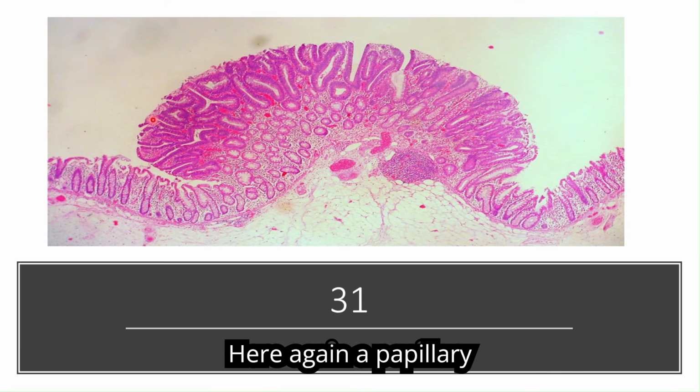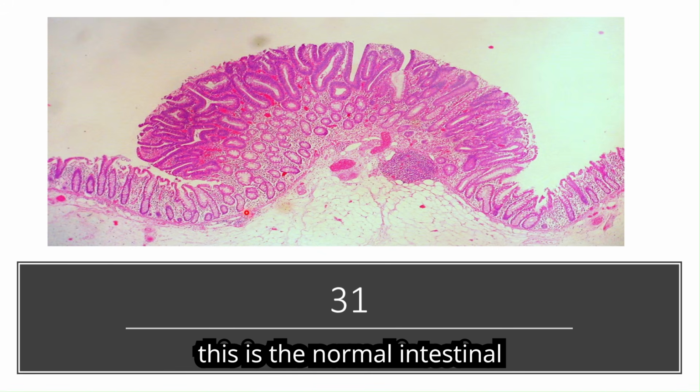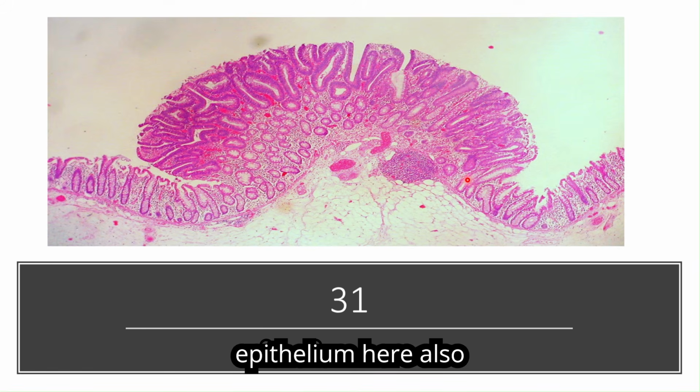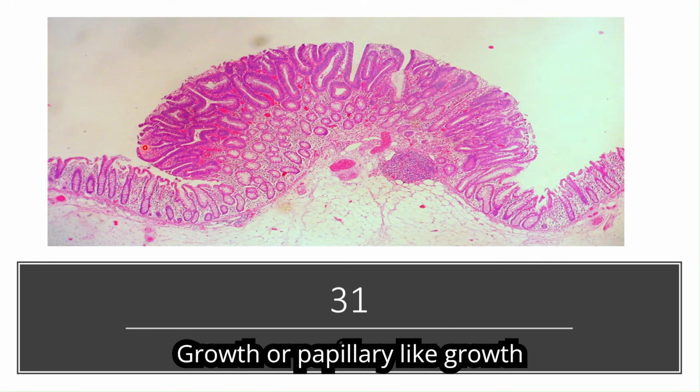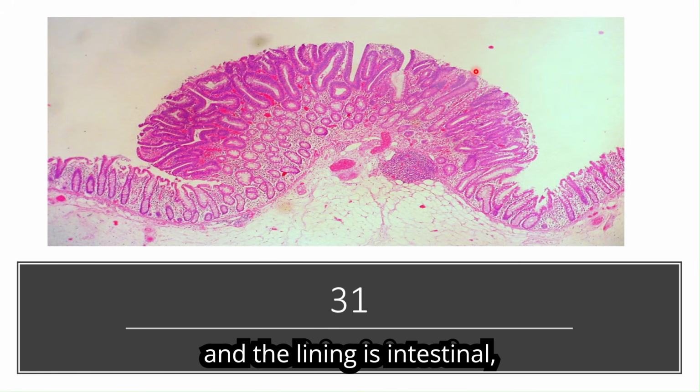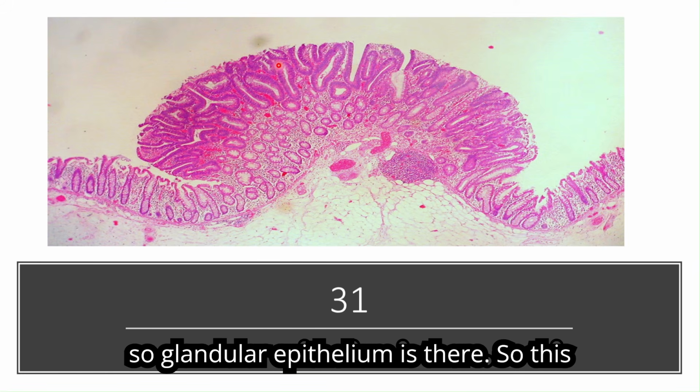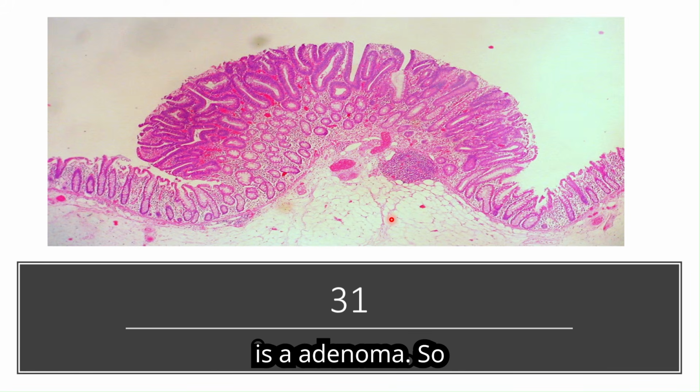Here again a papillary projection. See, this is the normal intestinal epithelium. Here also, and here there is a projectile or papillary-like growth, and the lining is intestinal. So glandular epithelium is there. So this is an adenoma. So, slide of adenoma.